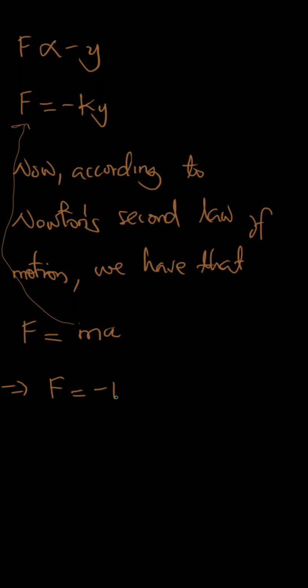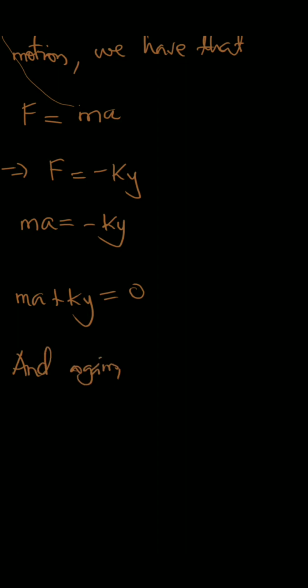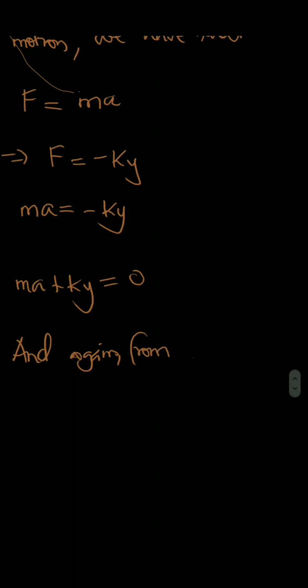Now we have that F is simply equal to negative ky. So where there's F, we can put ma, which equals negative ky. Now what we do next is take what is on the right to the left. Upon doing that, we get a positive value, so it will be ma plus ky, which is equal to 0.